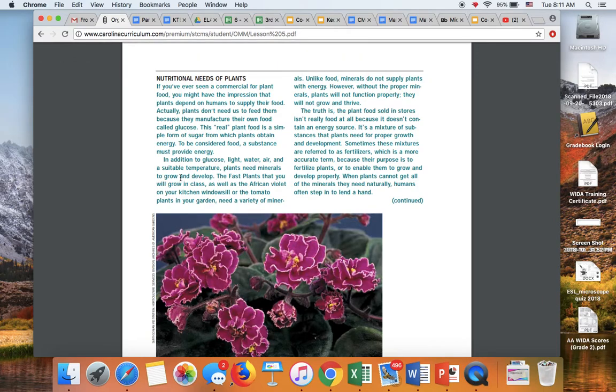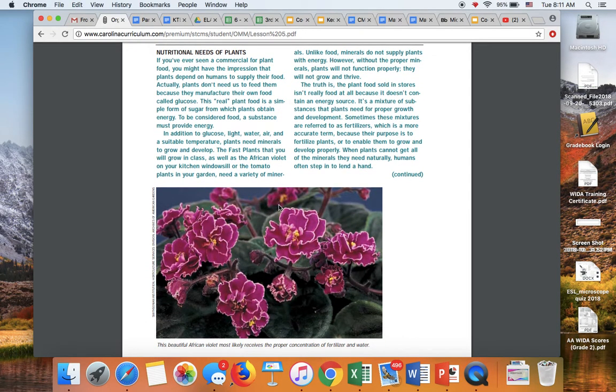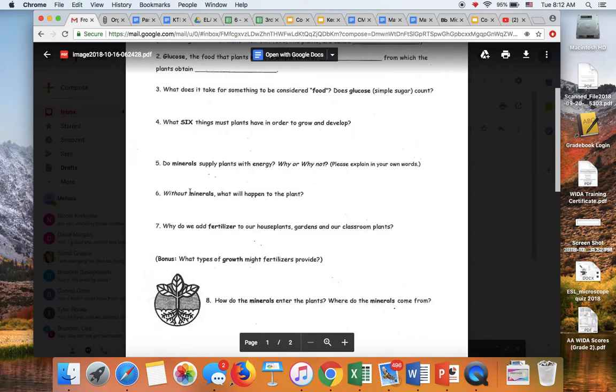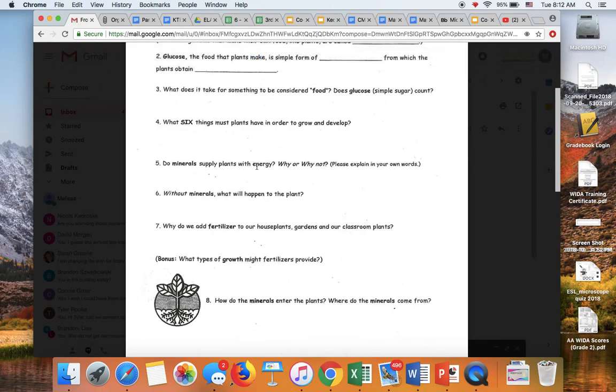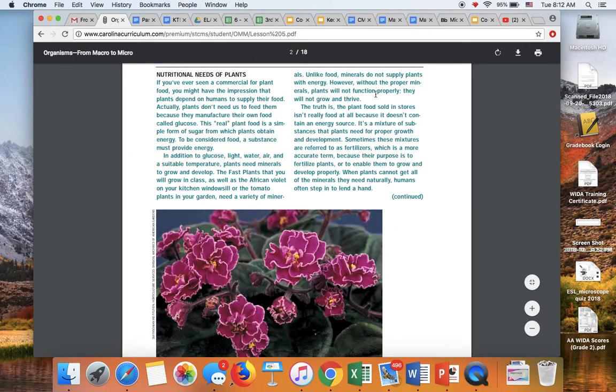The fast plants that you will grow in class, as well as the African violet on your kitchen windowsill or the tomato plant in your garden, need a variety of minerals. Unlike food, minerals do not supply plants with energy. Okay, so next question. Do minerals supply plants with energy? Yes or no? However, without the proper minerals, plants will not function properly. They will not grow or thrive.